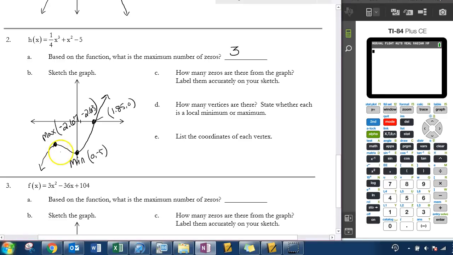We should get a max and a min. Don't forget that that is a minimum and that is a maximum, even though it never crosses the x-axis. They don't have to cross the x-axis. It's a local maximum with only one 0, even though the maximum number of zeros was 3.